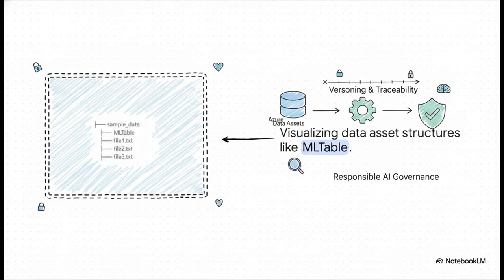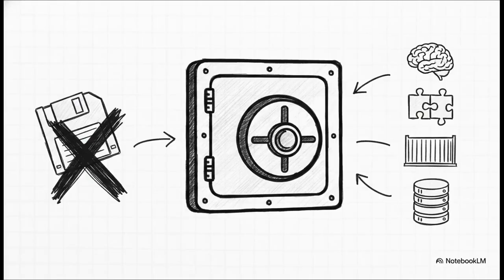It's absolutely crucial for responsible AI governance. Now, to keep this governed workflow running smoothly, there are 4 key assets you absolutely have to register in your workspace: models, components, environments, and data assets. By registering them, they become versioned artifacts that you can reuse and track across any project. This is exactly how you stop your team from saving files on a shared drive with chaotic names like model_final_version3_use this one, and move them into a professional, centralized system.